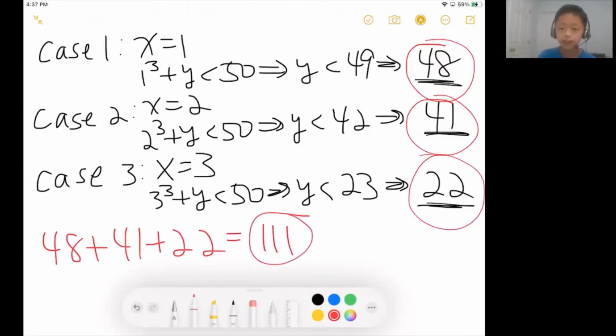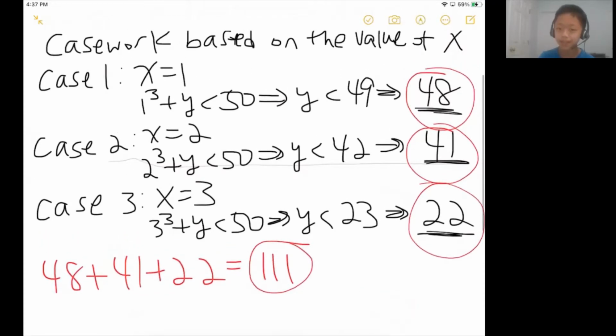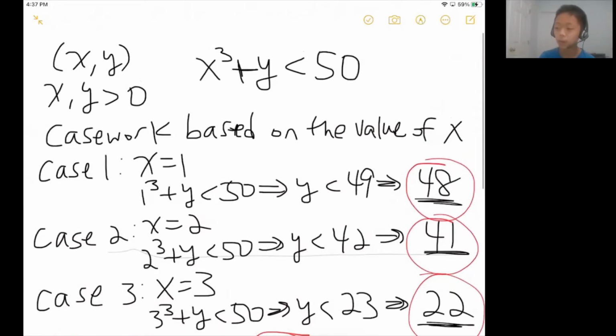Basically, I think this demonstrates how casework works pretty well. One of the main challenges in more complex casework problems is identifying what cases you should split it into. This time, I don't think it was that difficult to notice that splitting the cases based on the value of x is a good idea. So this gave us an organized way to count.